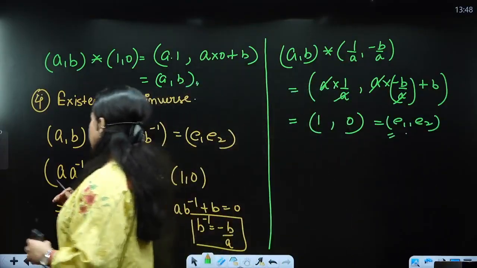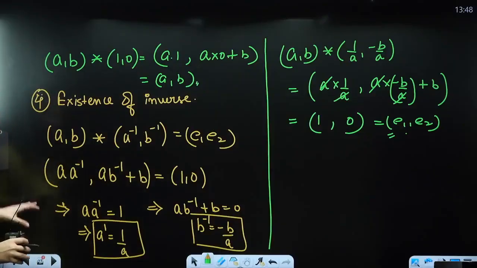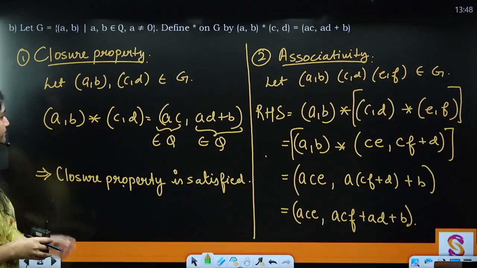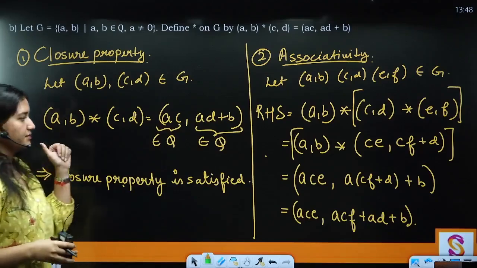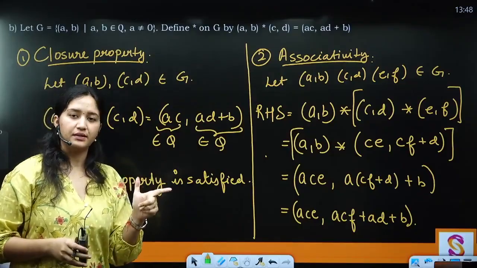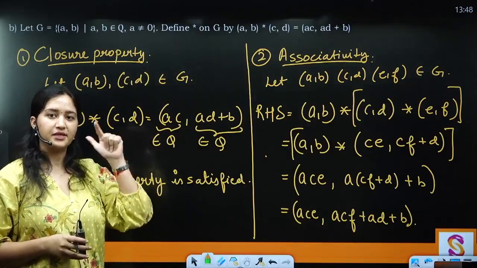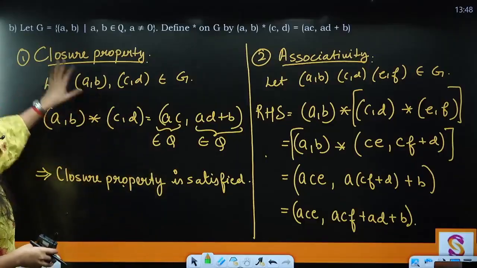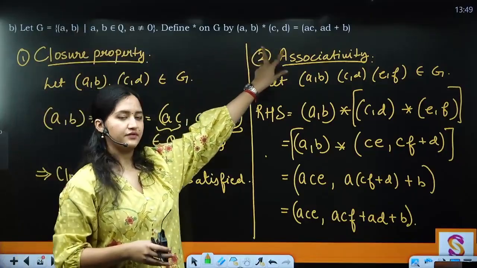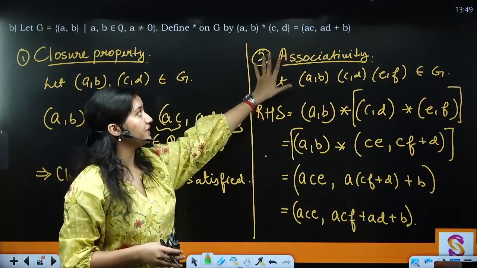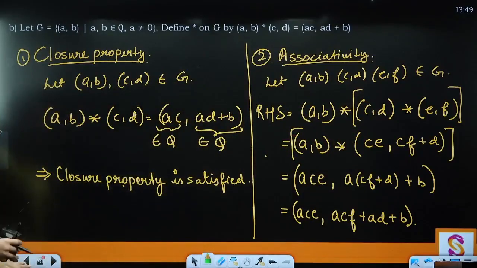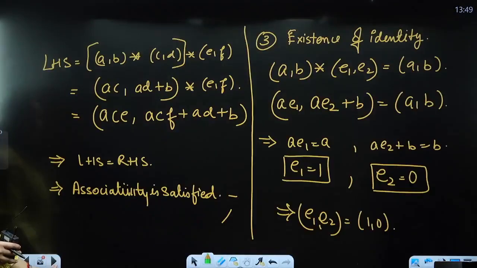So for all the elements (a, b) that belong to the given set, we have the identity element, that is (1, 0), and then we have the inverse element, that is (1 upon a, minus b upon a). Clear? So clearly the set G forms a group when we are given the binary operation to be (ac, ad plus b). All right, let's take up the next question.